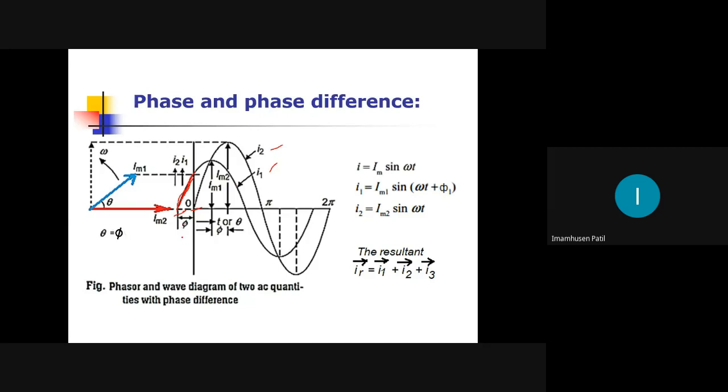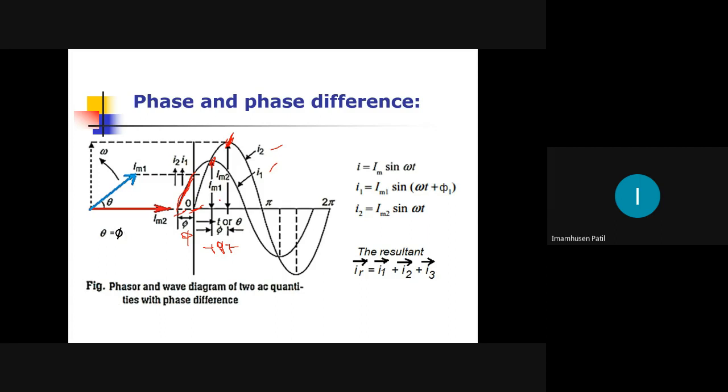After an angle pi, I2 will start. Now you can see I1 has started earlier, so it reaches maximum here first. I2 has started later by an angle pi, so it reaches maximum later. Again, the phase difference between the maximum values is pi. You can see phase differences in maximum values or in 0 values. So you get the phase difference between the 0 crossing points or maximum points. This is called phase difference.